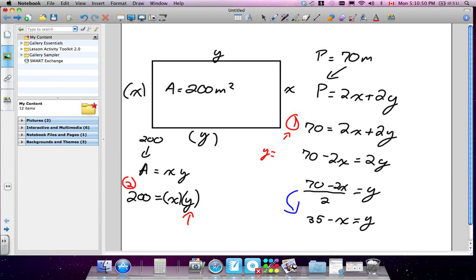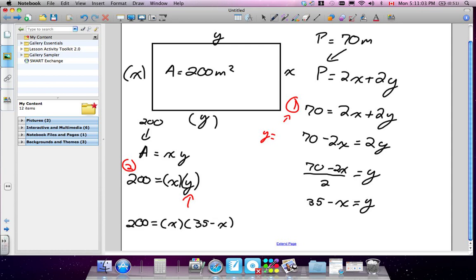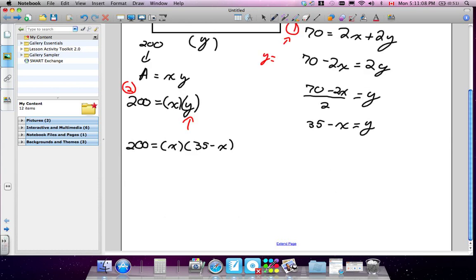So what I'm going to do now is my area, 200, is equal to x multiplied by 35 minus x. Now what I have to do is distribute my x. I get 35x minus x squared equals 200. And then you put 200 to the other side, so 0 is equal to, let's rearrange this, negative x squared plus 35x minus 200.